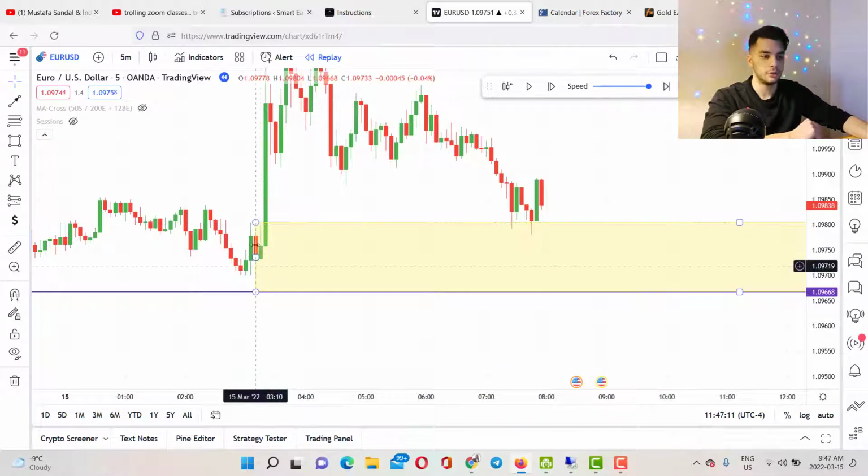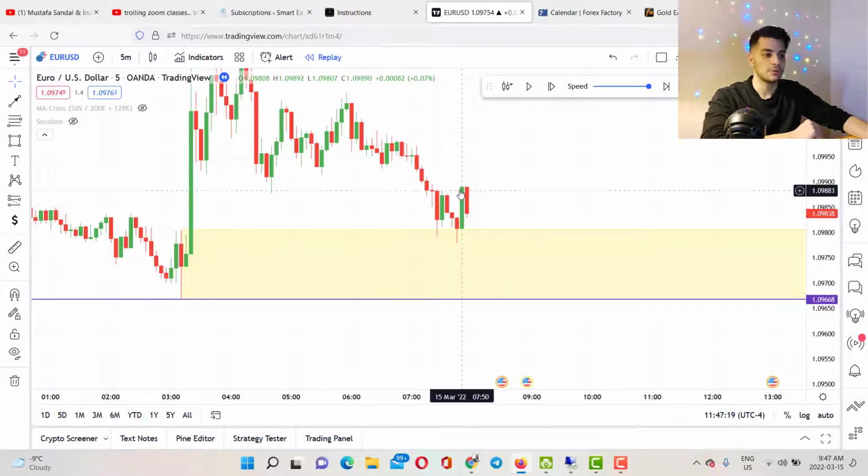See, this is a high probability order block. We had a huge spike towards upside. There's a gap between this candle and this zone here, and we had a huge bullish engulfing candle right after the price tapped into this level.